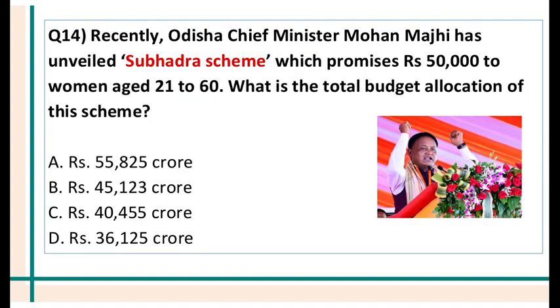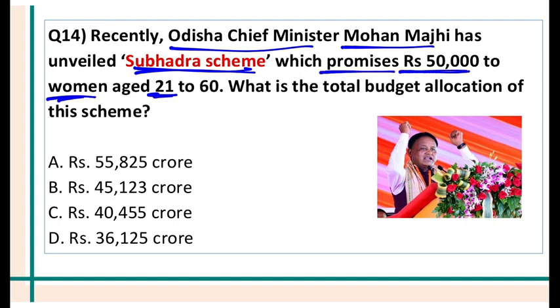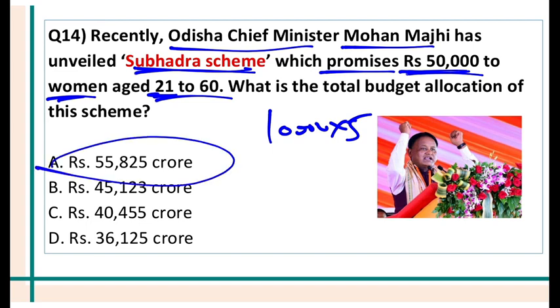Odisha Chief Minister Mohan Majhi has launched a scheme called the Subhadra scheme, which promises 50,000 rupees to all the women in Odisha who are aged between 21 to 60. So 10,000 rupees every year for 5 years, total 50,000 rupees, right? So what is the total budget for the scheme? The scheme will cost 55,825 crore rupees. This is the total budget allocation.